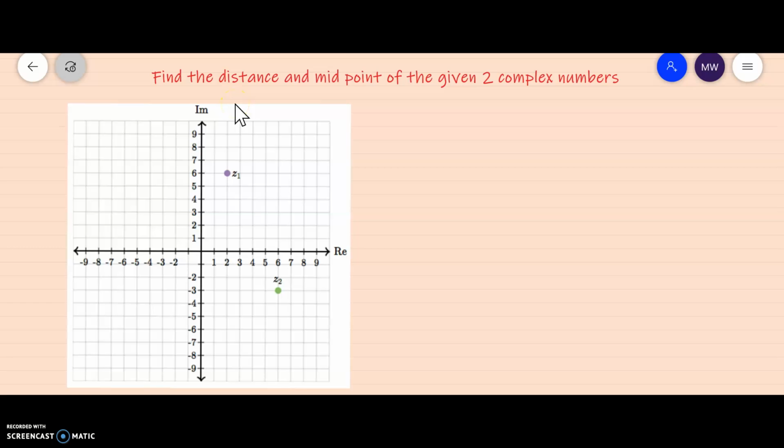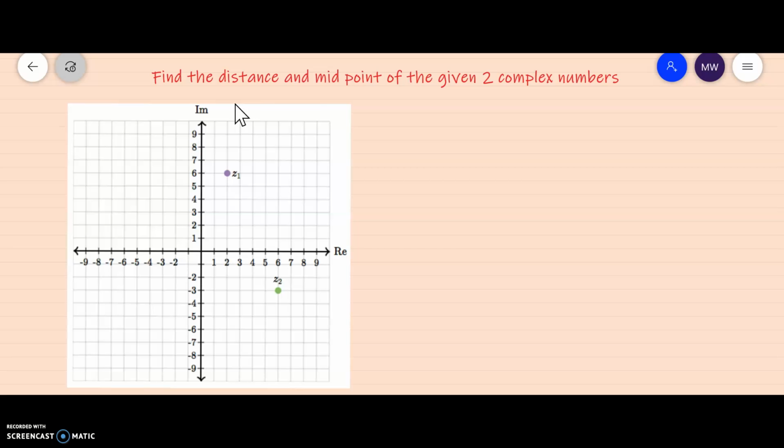Find the distance and the midpoint of the given two complex numbers. In this video, we're going to talk about two things. How do you find the distance between two complex numbers? And also how to find the midpoint of the two complex numbers.